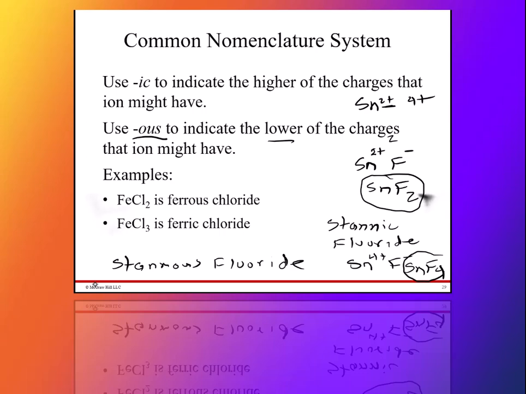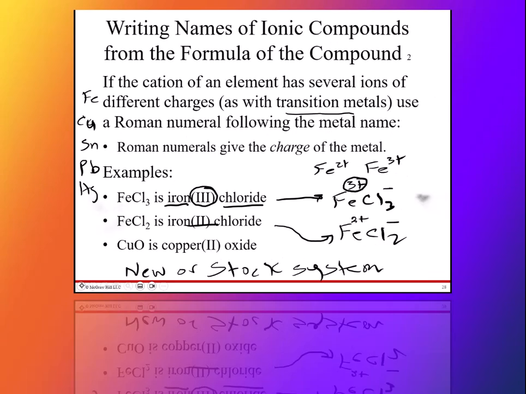So I want you to know the higher charge form and lower charge form for the 5 elements that I pointed out on the last slide. Let's go back. I want you to memorize the higher and lower charge form. So iron comes in a 2 positive and a 3 positive form. Copper comes in a 1 positive and a 2 positive form. Tin comes in a 2 positive and 4 positive. Lead, in the same group, same thing, 2 positive and 4 positive.